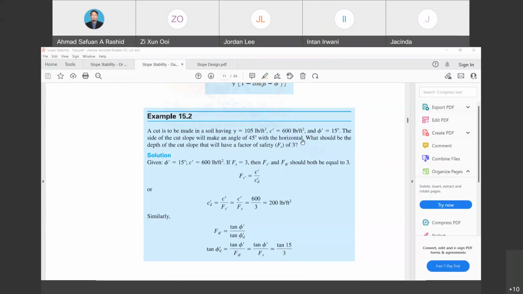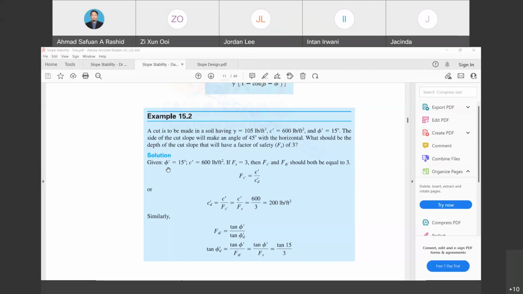A cut is to be made in a soil having gamma, because this is a US reference book, so they use the units in pounds and feet, but in some examples they use kilonewton per meter square and meter cube. So this is for gamma, this is for C, and this is for phi. The side of the cut slope will make an angle of 45 degrees with the horizontal. What should be the depth of the cut that will have a factor of safety of 3?